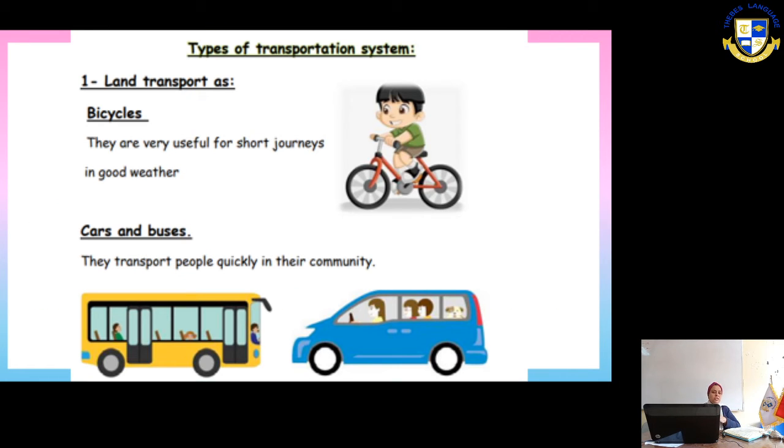Types of transportation system. We have land transport, such as the bicycle, as you use your bicycle. They are very useful for short journeys or distances in good weather. If it is sunny and the weather is good, so we use our bicycle. But we also use cars and buses. They transport people quickly in their community, if they want to go to work or to go to a club or everywhere they want to go, so they use the cars and buses.